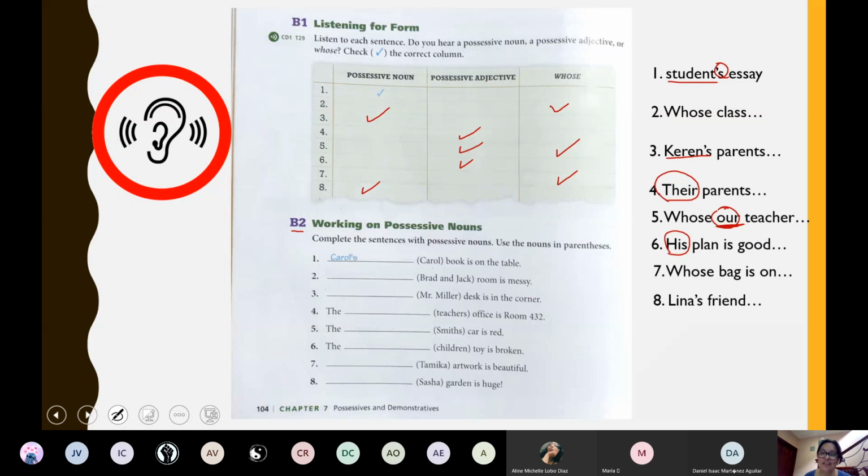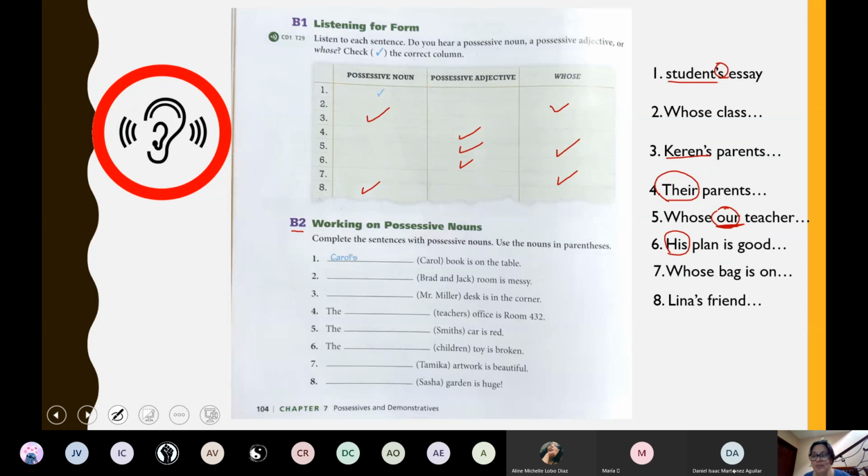Okay, so let's continue quickly. Working on possessive nouns. Complete the sentences with possessive nouns. Use the nouns in parentheses. So here we have an example. In parentheses we have Carol. Book is on the table. How do we do that one with possessive? Carol is a name and it's singular, so we have to add apostrophe S or only apostrophe? Apostrophe S. There you have it. Carol's book is on the table, or the book of Carol is on the table.